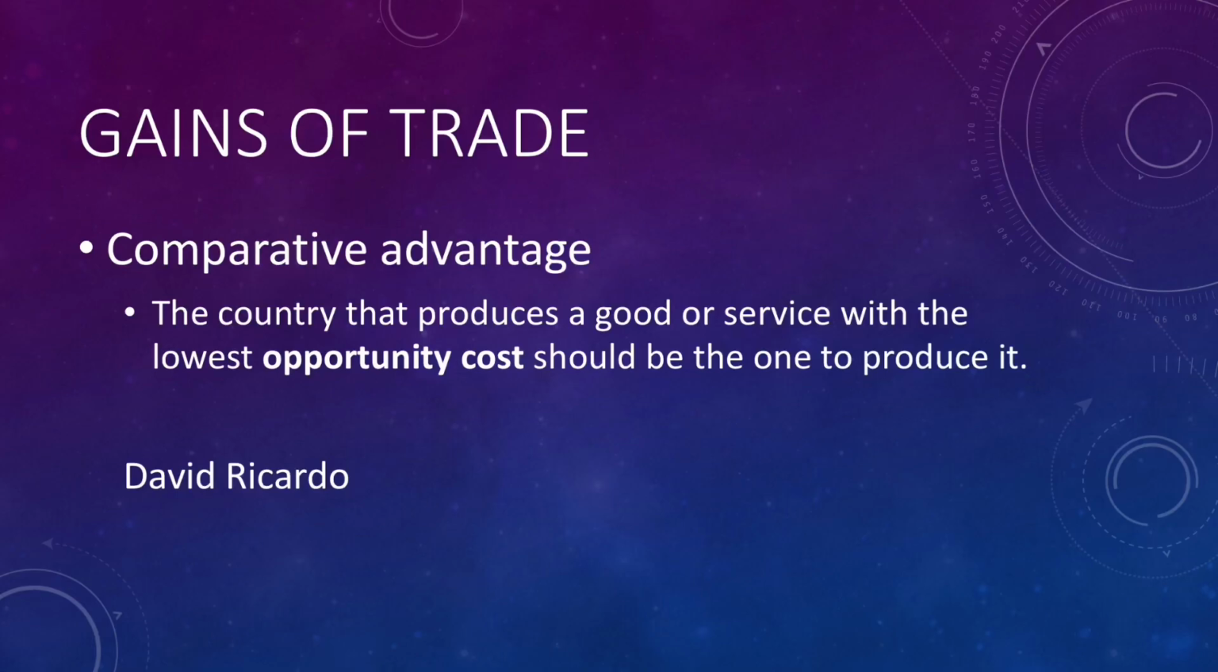But what if the country cannot produce anything the cheapest? That is, there's always another country who can produce the good or service cheaper. We have another theory, which is the comparative advantage. According to comparative advantage, the country that produces a good or service with the lowest opportunity cost should be the one to produce it. This is proposed by David Ricardo.